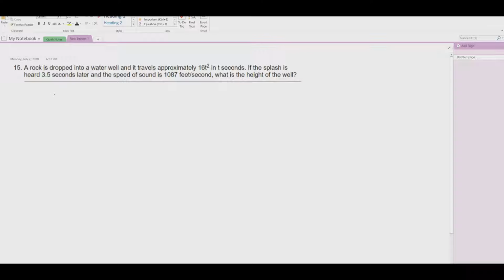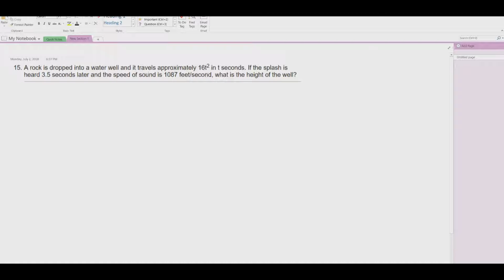So in this particular case, the nature of the problem is towards the end of high school, and it involves a rock that's dropped into a water well that travels approximately 16 t squared feet in t seconds. So if the splash is heard at 3.5 seconds later, and the speed of sound is 1,087 feet per second, what's the height of the well?